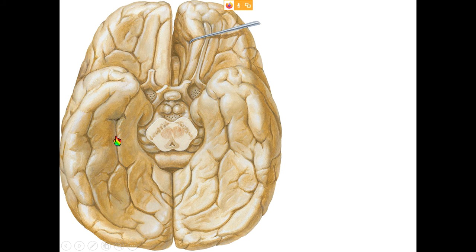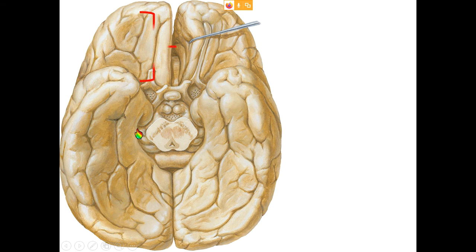The sulcus is the collateral sulcus, and this is the parahippocampal gyrus. So this uncus is extending, continuous behind with the parahippocampal gyrus. The parahippocampal gyrus is limited laterally by the collateral sulcus, and medially and above it is overlapped by the dentate gyrus.